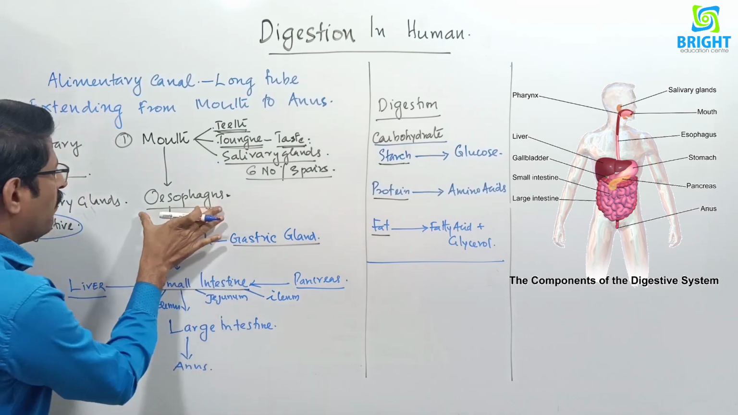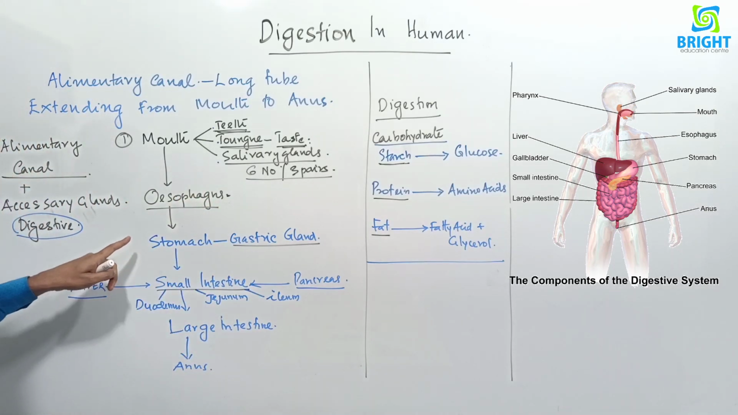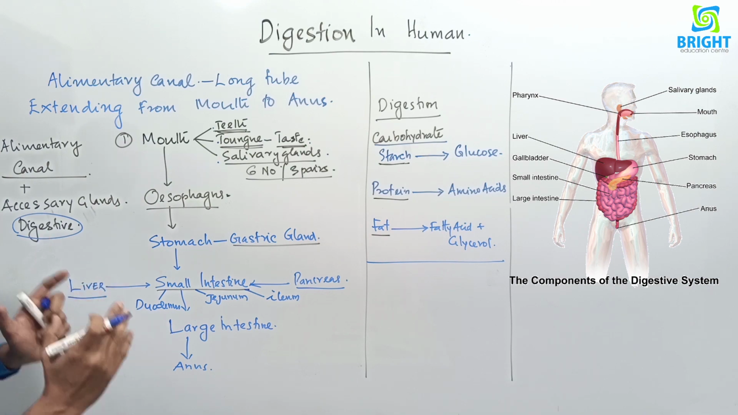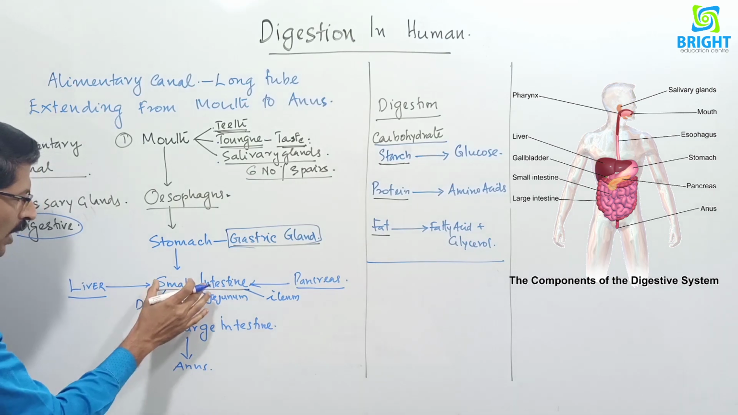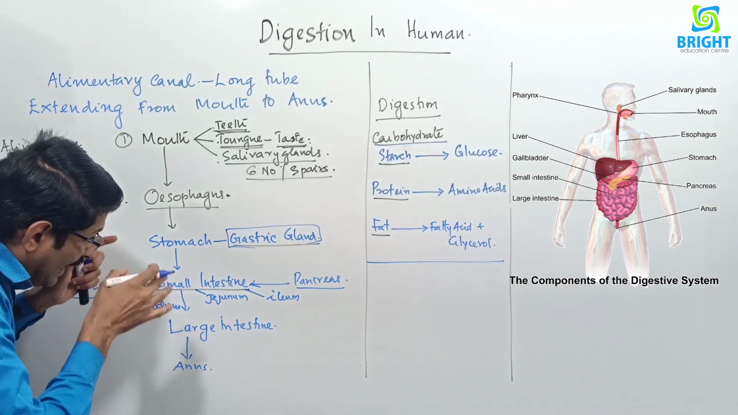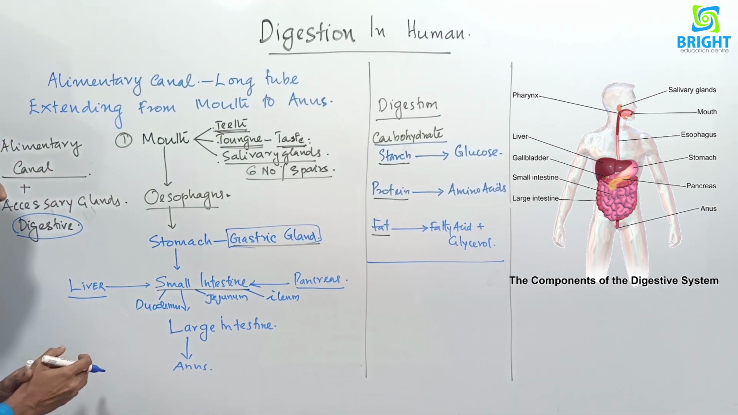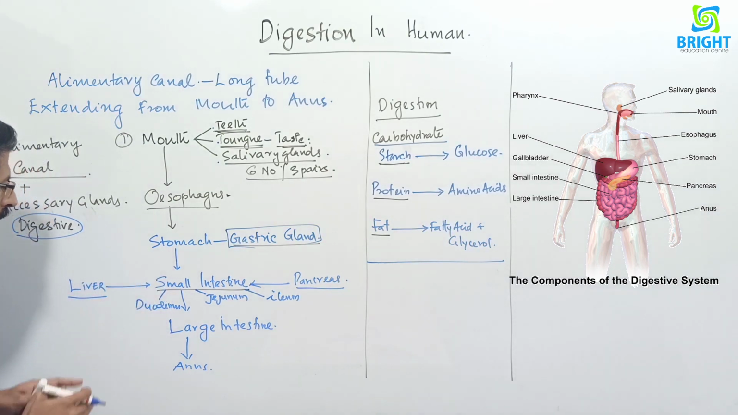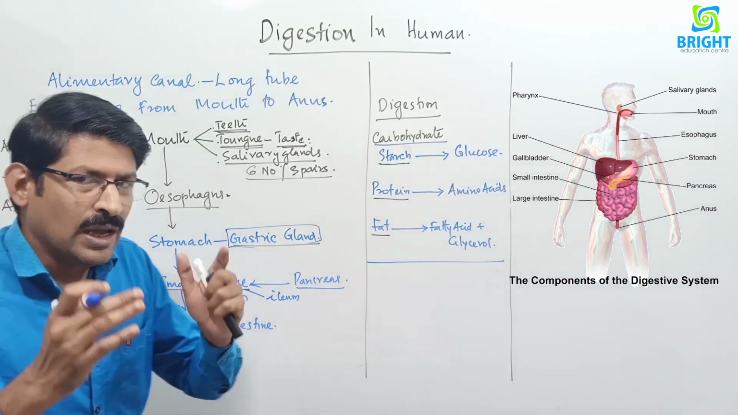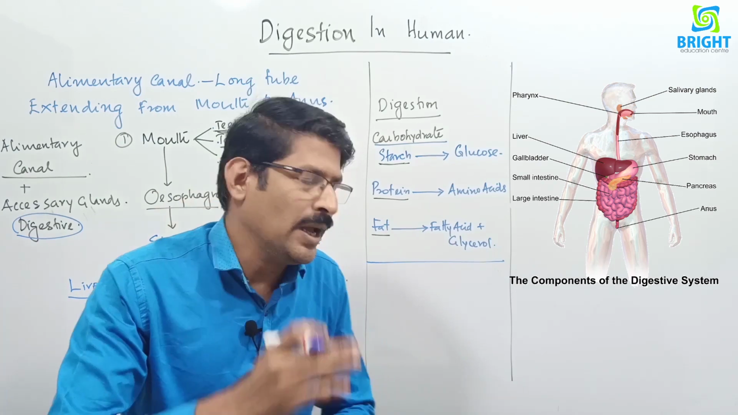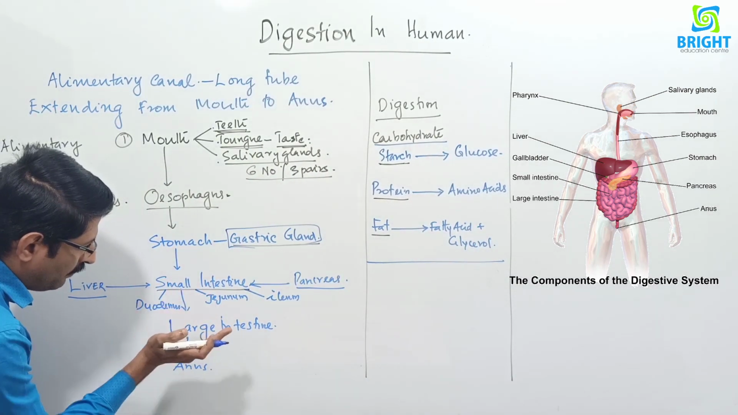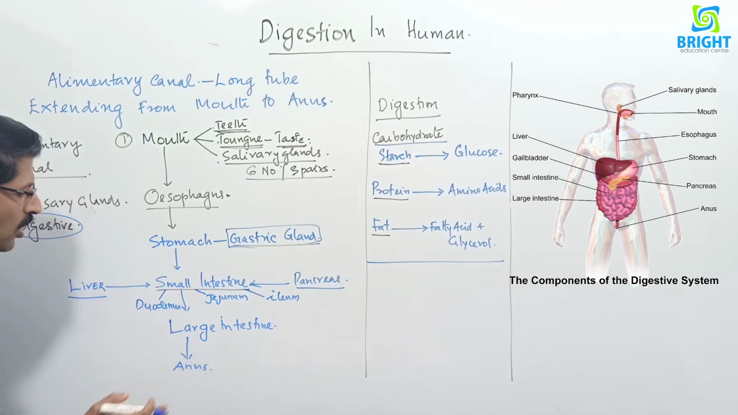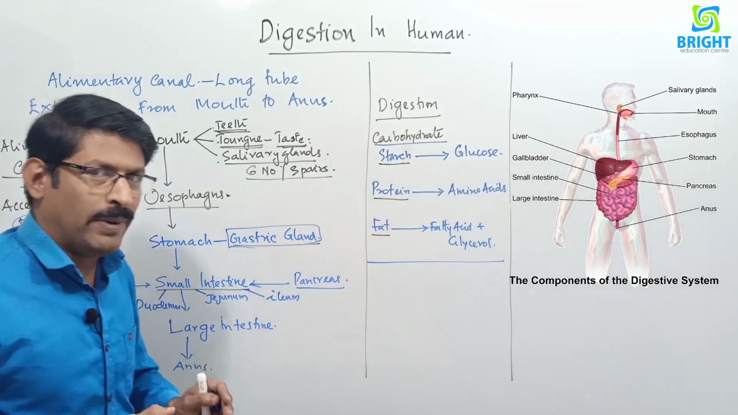Next is a muscular tube called the esophagus. Next is the stomach, a muscular pouch-like structure, and gastric glands are present. Next, the tubular and lengthiest part of our digestive system is the small intestine, and the small intestine is in connection with the liver and pancreas. Then after the small intestine comes the large intestine, which ends in the opening called the anus. So this is our alimentary canal.